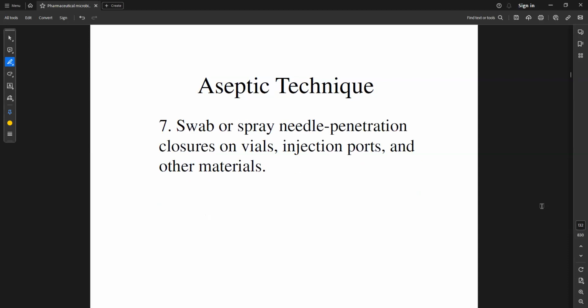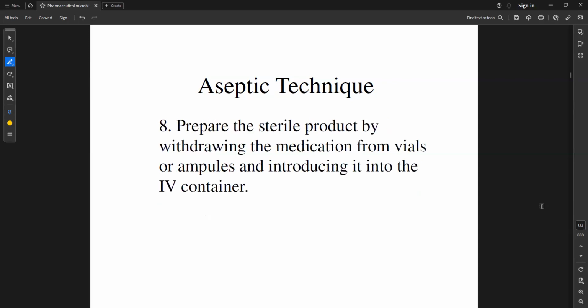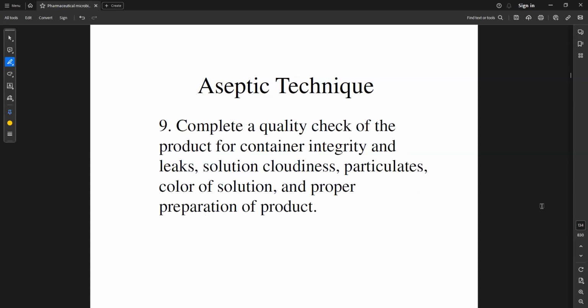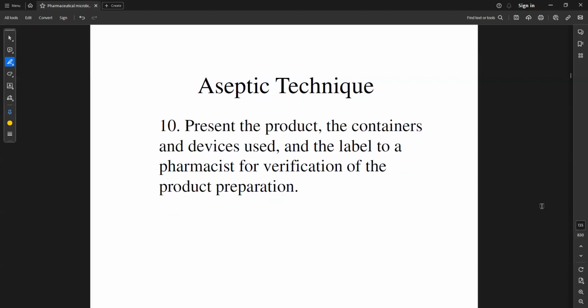Then swab or spray the needle penetration closure on vials. This is usually after you break the metallic bit, there's that rubber part where you poke with a needle. You need to sterilize it just in case. Prepare the sterile product by withdrawing the medication from the vial or ampoules and introduce it into the IV container. Then complete a quality check of the product for container integrity and leaks, solution cloudiness, particulates, color of solution, and proper preparation of the product. Then present the product, the containers and devices used, and label to a pharmacist for verification of product preparation. You will mostly find this in oncology units.